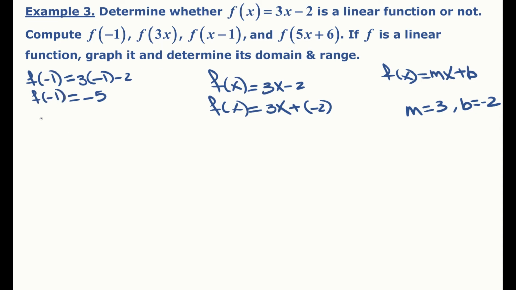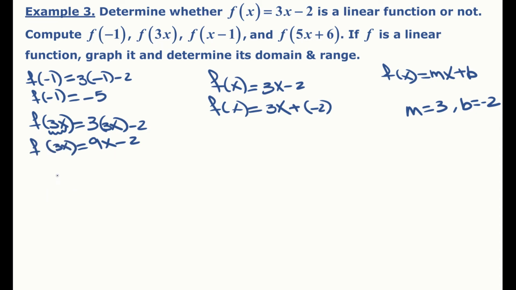Then we want to find f of 3x. This is just giving us some practice with functional evaluation. Remember, every place we see x, we're now going to replace it with 3x. So instead of 3x, we're going to have 3 times 3x, and then minus 2. So now we end up with 9x minus 2. So that's f of 3x.